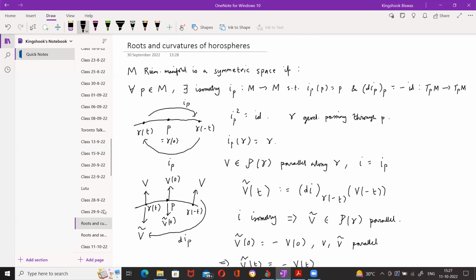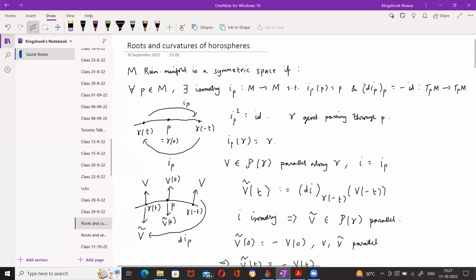Okay. So for a symmetric space, for every point P, we have an isometry I sub P from M to M, which fixes the point P and whose derivative at the point P is minus the identity, from T_P M to T_P M. Notice that these two conditions, that it fixes P and that its derivative at P is minus identity, determine this isometry. If there is such an isometry, then it is unique.